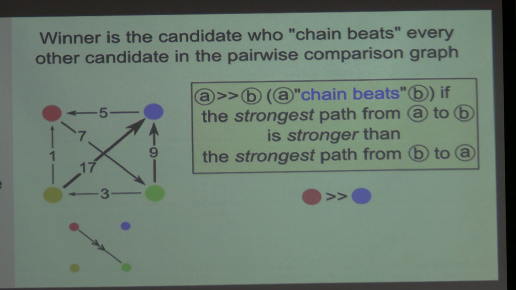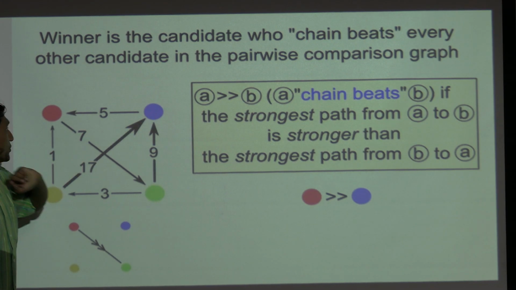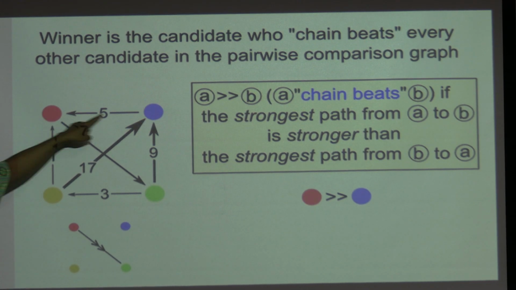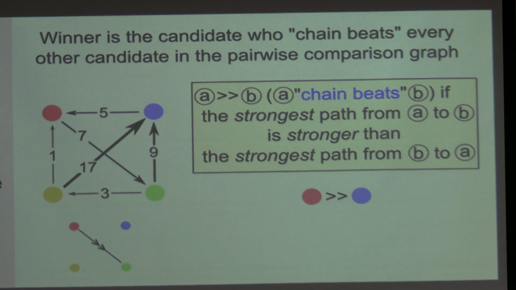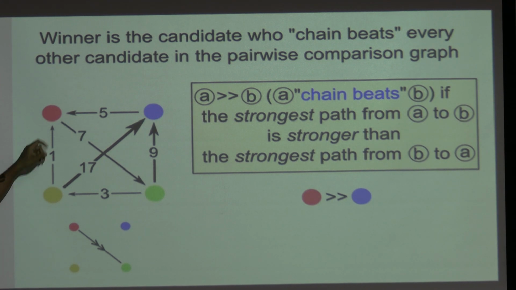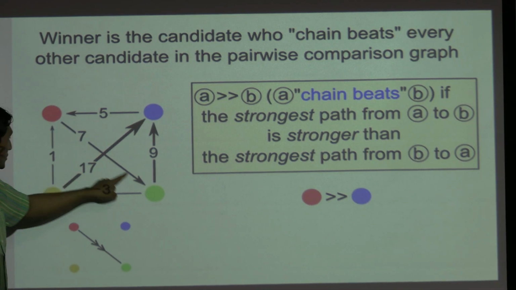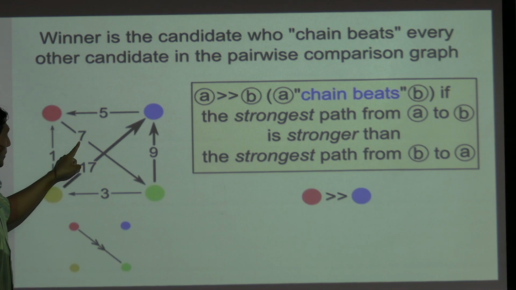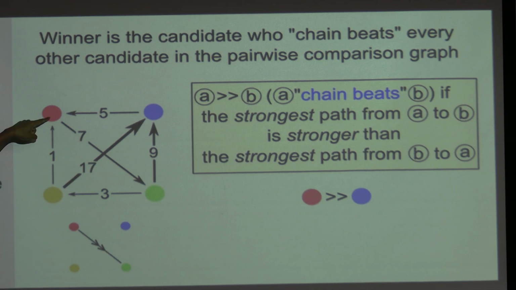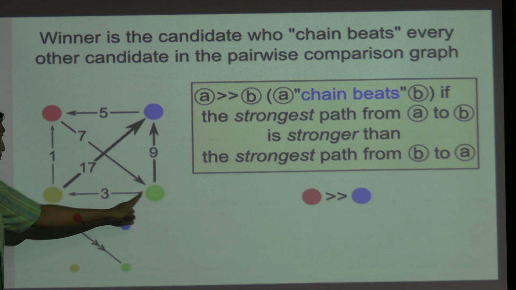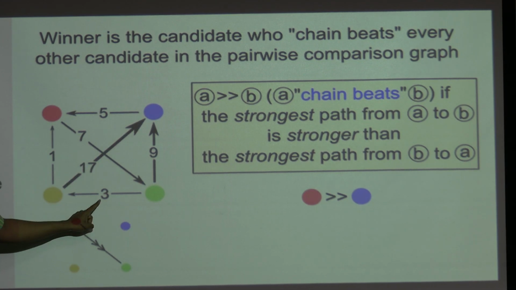Red versus purple. What is the strongest path from red to purple? You have to give me the colors. Red, green, purple. Anything else? This has 7 as the smallest, so its strength is 7. Anything else? You can't go this way and you can't go that way, so you have to go this way. After that you could go this way and then that way, but then you hit a 3, which is smaller, so you don't want to go that way.